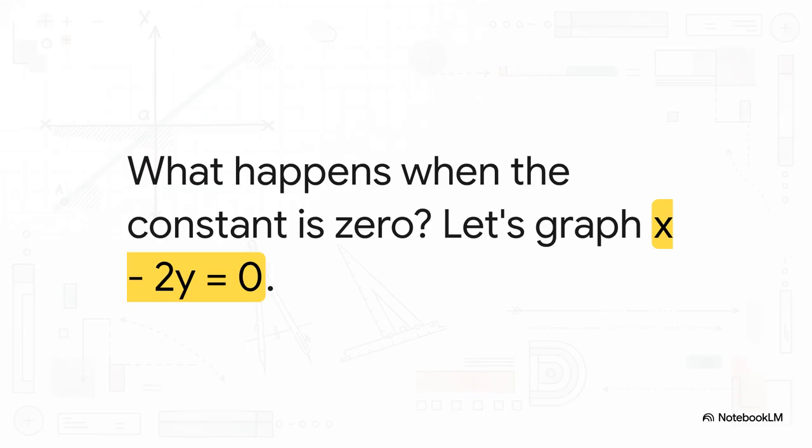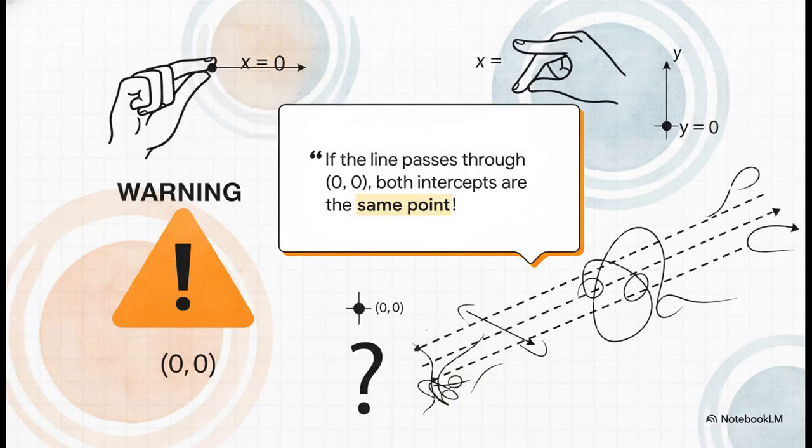x minus 2y equals 0. What happens when that number on the right side is a 0? Okay, so here's the catch. When that constant term is 0, just watch what happens. If you cover the y term, you get x equals 0. If you cover the x term, you get y equals 0. So both of your intercepts are the exact same point, the origin (0, 0). And you can't draw a line with just one point. So what do we do?